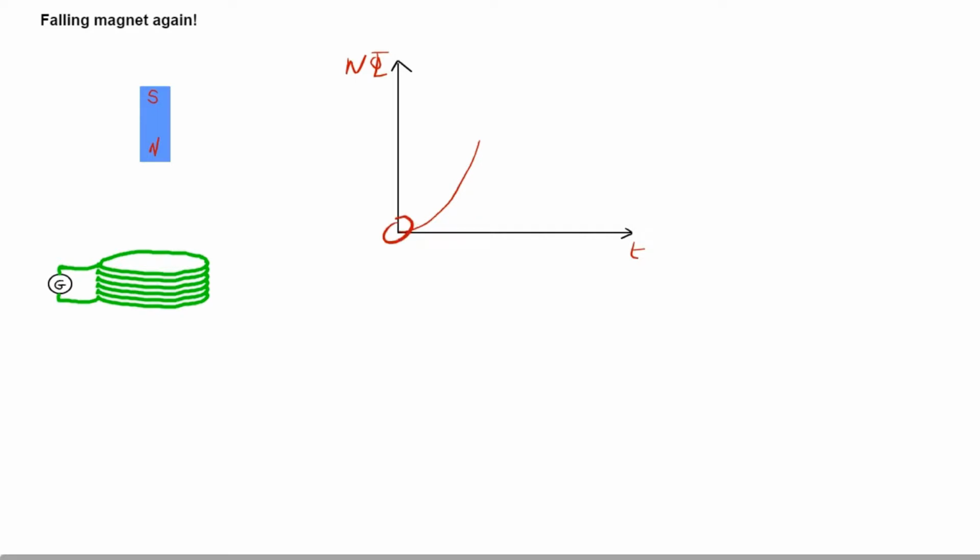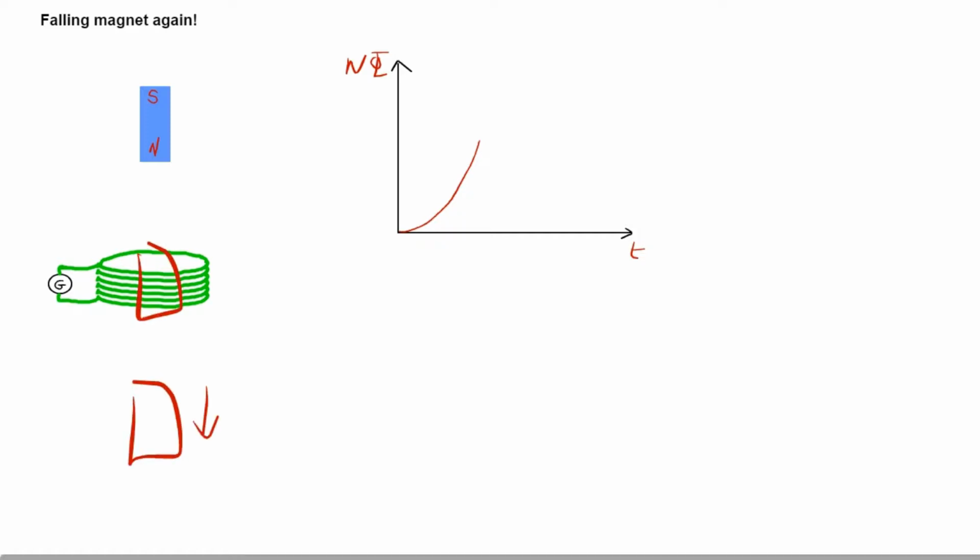We'll assume it's a long way away at the beginning, so effectively there's no flux linkage right at the start, when it's high up. But as it gets closer, the flux linkage is going to increase at an increasing rate. One, because it's going faster, and two, because the field lines get denser as the magnet approaches. So we're going to get a shape like that.